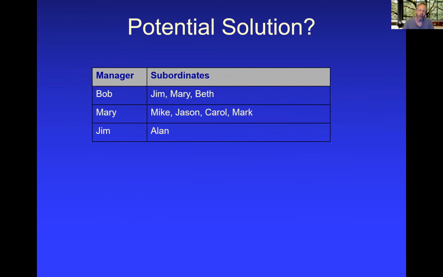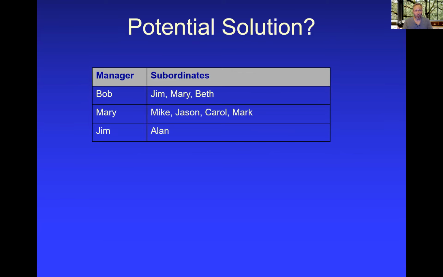So this is what people who know just enough about normalization do, which is dangerous, which is they say, fine, I'll come up with one column. It's called subordinates. Bob has Jim, Mary, and Beth. Mary has Mike, Jason, Carol, and Mark, and Jim has Alan. This is not what we mean by atomic. In this case, there are multiple names in the same entry.